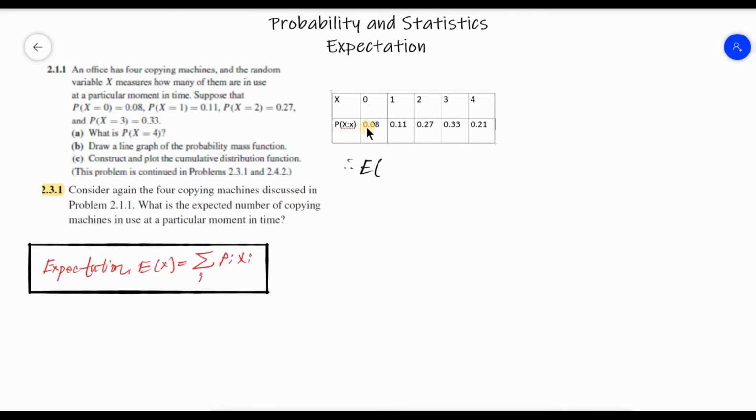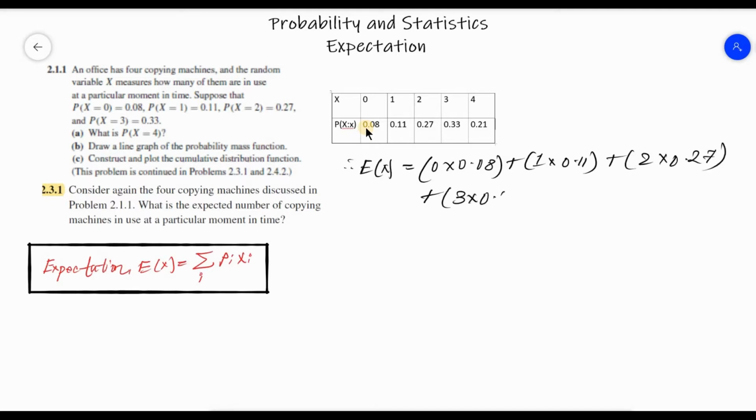Therefore, expectation of x is equal to 0 into 0.08 plus 1 into 0.11 plus 2 into 0.27 plus 3 into 0.33 and finally 4 into 0.21. According to the formula, you can see that we just multiplied the values taken by the random variables with their corresponding probability. You can see them in the table given above. If we do the calculation, we'll end up with 2.48.